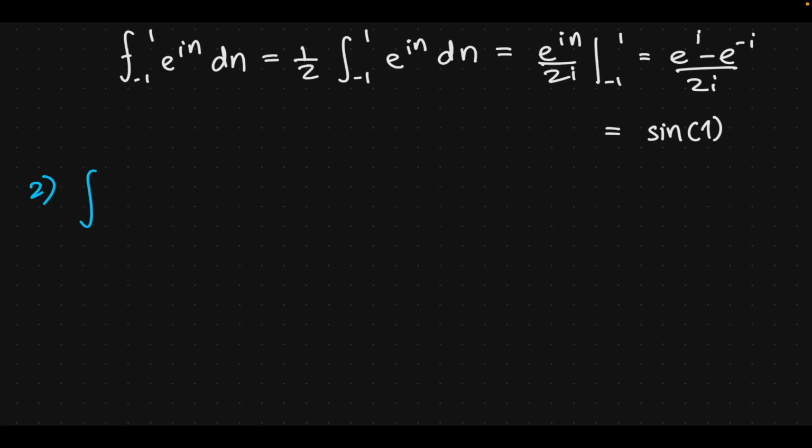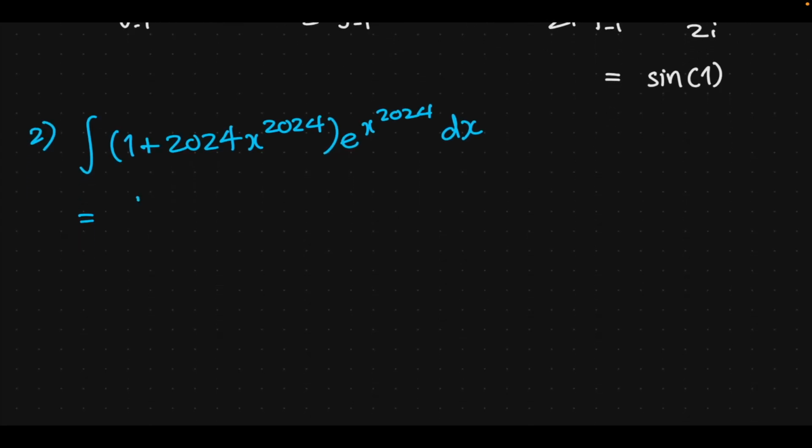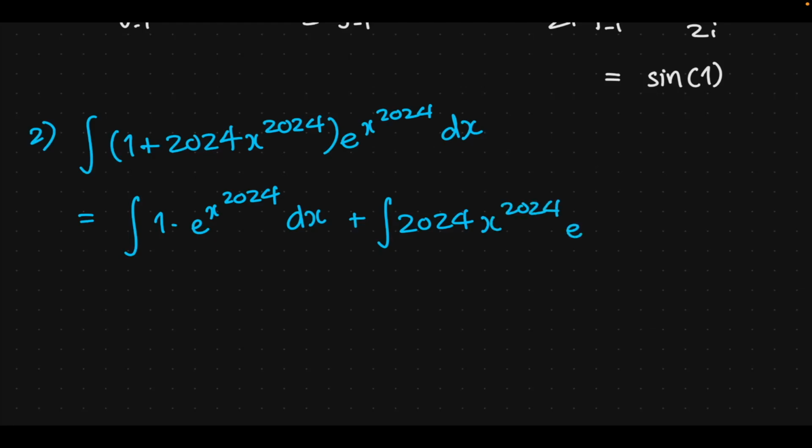was integral of 1 plus 2024 x to the 2024 times e to the x to the 2024 dx. Now the way to solve this is to split this up so that we have the first integral with the 1 times the exponential e to the x to the 2024 dx plus integral 2024 x to the 2024 e to the x to the 2024 dx.